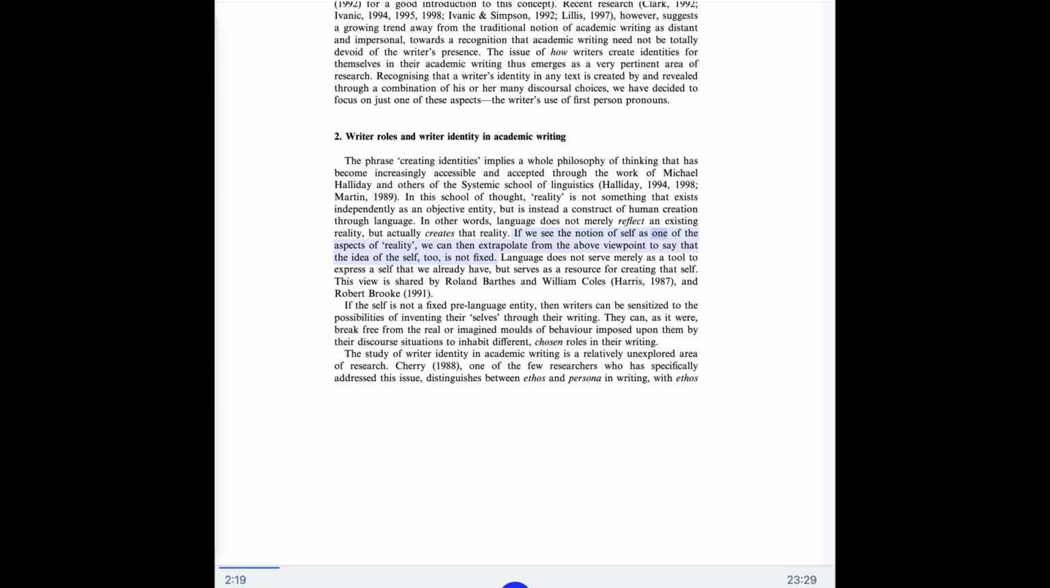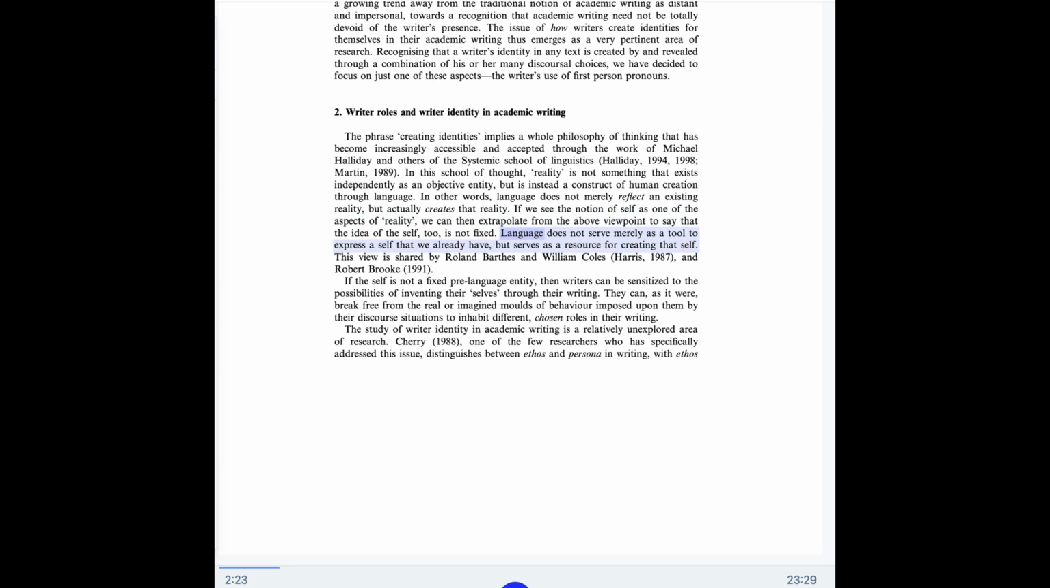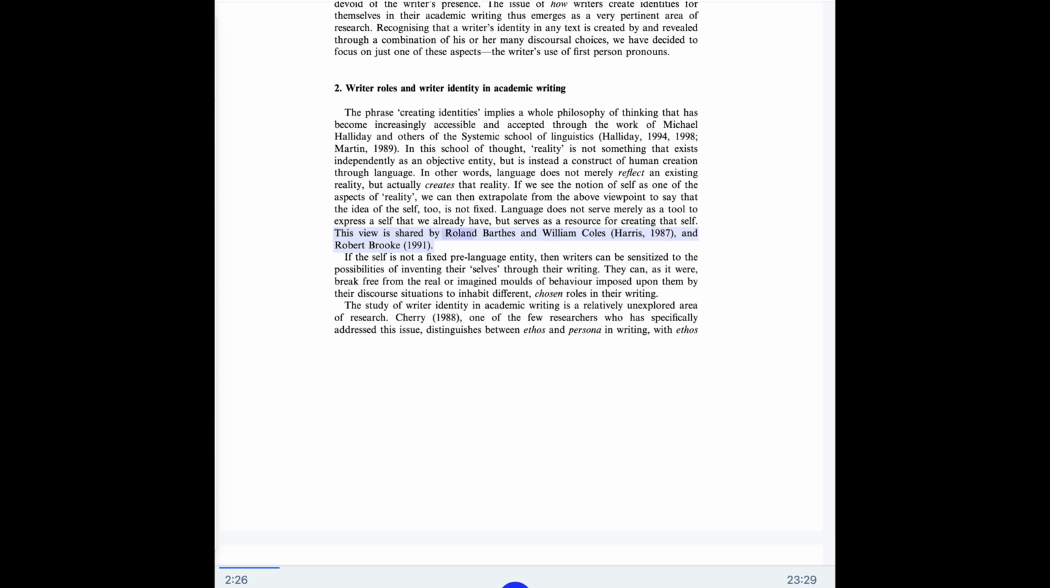If we see the notion of self as one of the aspects of reality, we can then extrapolate from the above viewpoint to say that the idea of the self, too, is not pre-existent. Language does not serve merely as a tool to express a self that we already have, but serves as a resource for creating that self. This view is shared by Roland Barthes and William Coles (Harris, 1987), and Robert Burke, 1981.